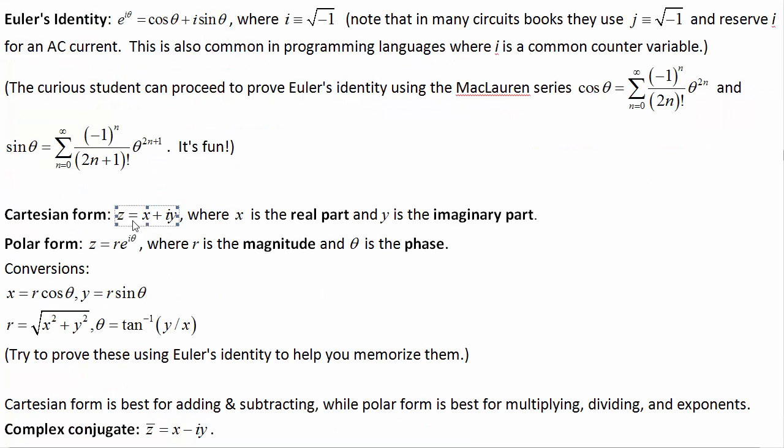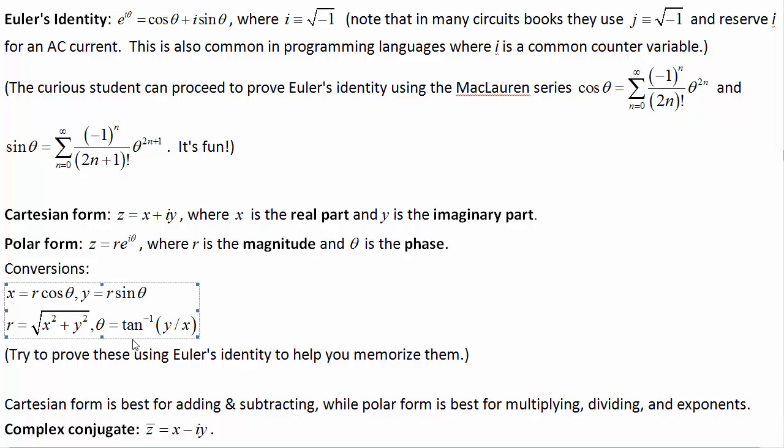Cartesian form of a complex number is z is equal to x plus i y. So y is the imaginary part, x is the real part. Polar form, z is r e to the i theta. r is the magnitude now, and theta is called the phase. You can convert between these, so x is r cos theta, y is r sine theta. Just draw out the triangle that this represents, and it's exactly the same as converting from polar coordinates to Cartesian coordinates. And similarly, r is the root of x squared plus y squared, while theta is the arctan of y over x.